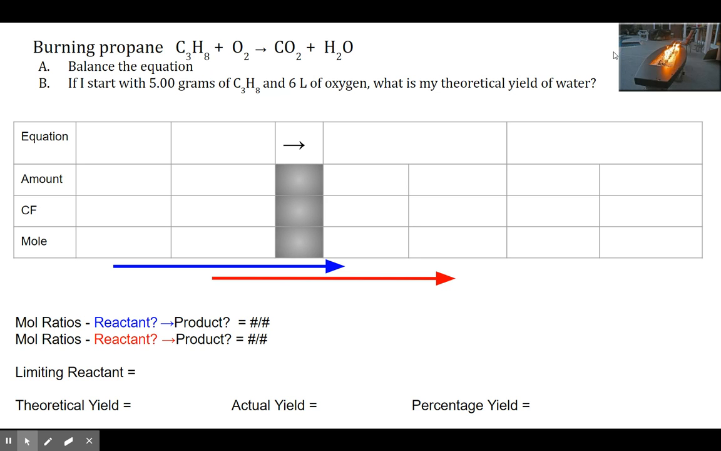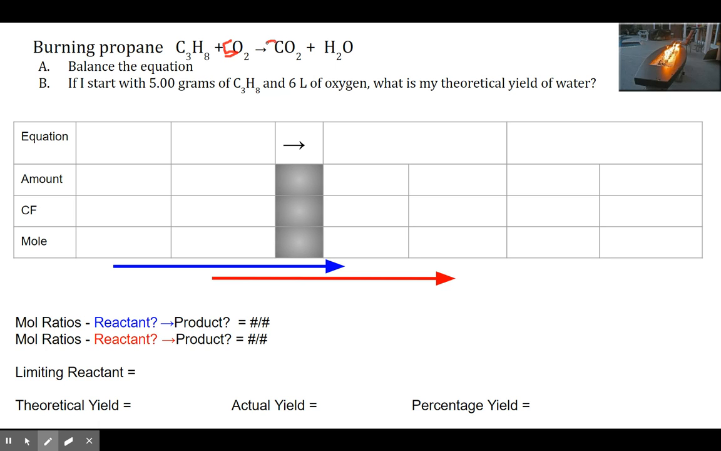The very first thing we have to do is make sure that our equation is balanced. And if we look up here, we see that our equation isn't balanced. So we're going to come down here, I'm going to grab my pen, and we're going to balance our equation. I've already done this, and in this equation, we need 5 waters, so I'm going to put a 5 as a coefficient there. And in terms of carbon dioxide, we need 3.